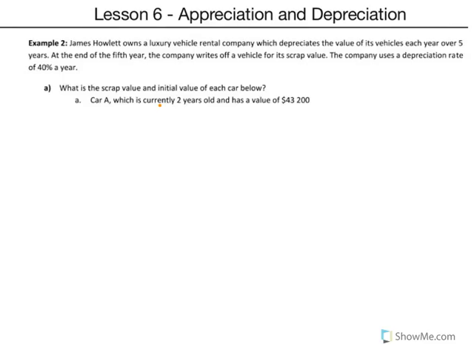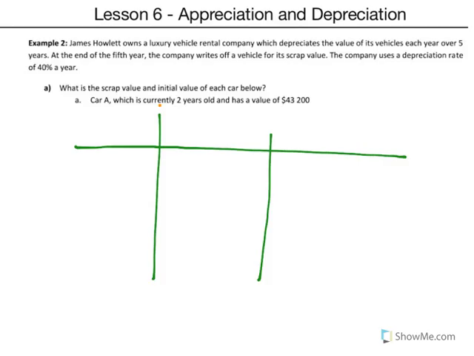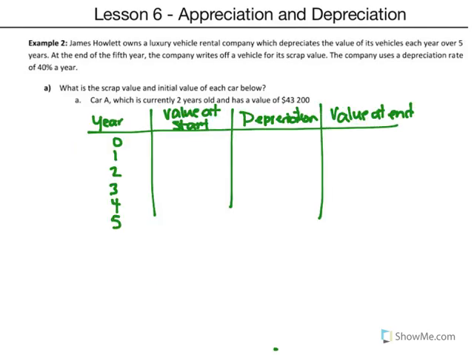So vehicles depreciate in value. They very, very rarely become more valuable because the moment you purchase a car, it's not worth what it was the minute before. So we're going to figure out how much they bought these vehicles for and how much they end up being able to sell them off as scrap metal at the end for. So we're going to make an amortization table. Alright, so we have the year, the value at the start, the depreciation, and the value at the end.